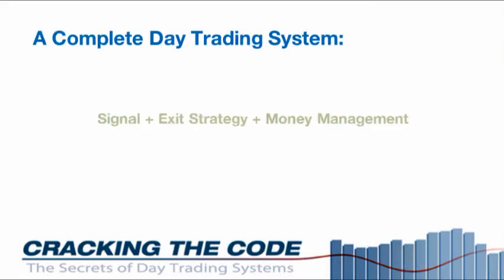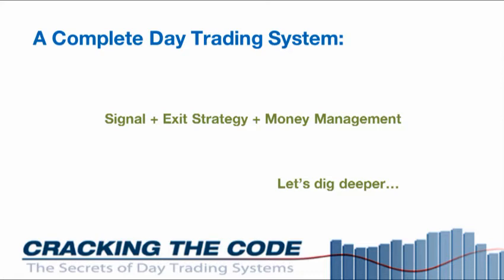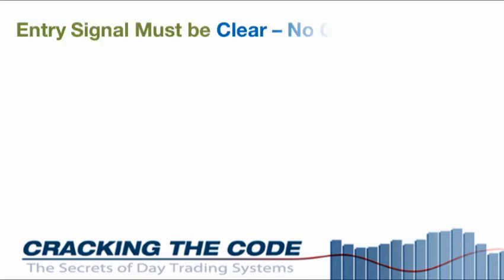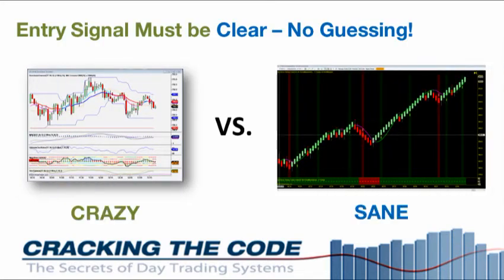So here we have the three components of a complete day trading system. You need a signal generator, you need an exit strategy, and you need a money management system. Now we're going to take a look at each of these in a little bit more detail. Let's start with the entry.